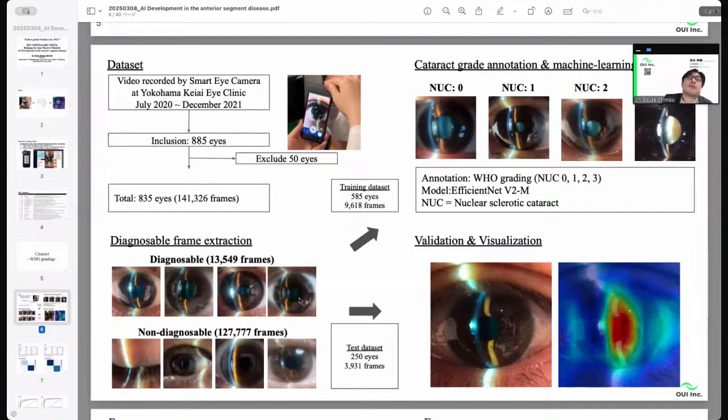Now, however, you need two models for this tool, because if you record the patient's anterior segment of the eye, no one knows whether it is diagnosable or not. So we have two stages of the machine learning model. Basically, the first model is the extraction of diagnostic frames, and then we grade the cataract. And after that, we use Grad-CAM to visualize.